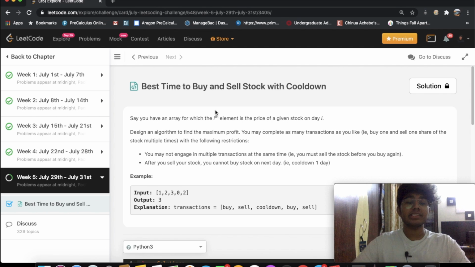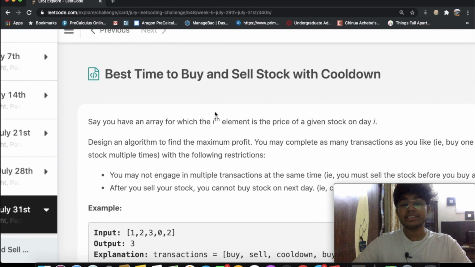And today we're going to be solving the LeetCode question, Best Time to Buy and Sell Stock with Cooldown.